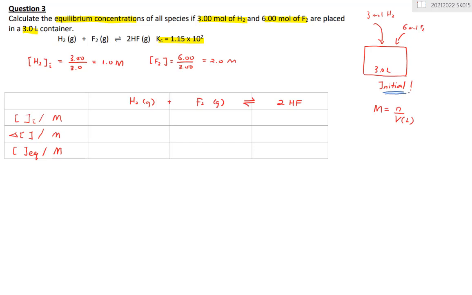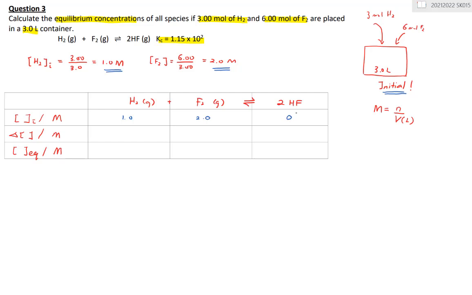So this value will be your initial concentrations, whereby you need to calculate using number of mole divided by the volume. So over here you can see the initial concentration for the hydrogen is 1.0 molar, for fluorine is 2.0 molar. Using your reaction table or ICE table, we are going to fill in this information. So hydrogen gas, we got 1.0 molar. For fluorine gas, 2.0 molar. Initial concentration for HF equals 0. Then in the second row, we have the change in concentrations.